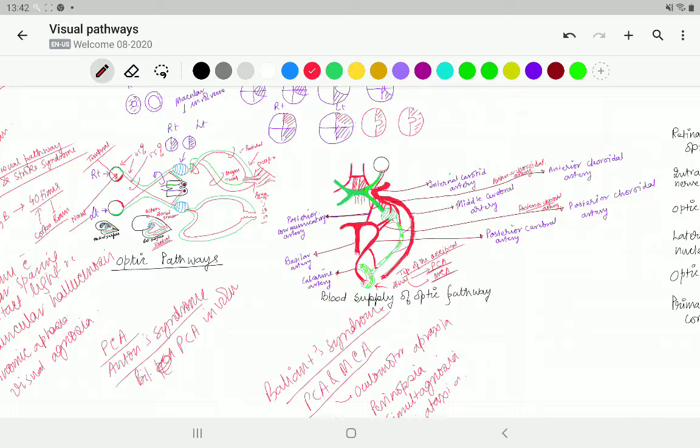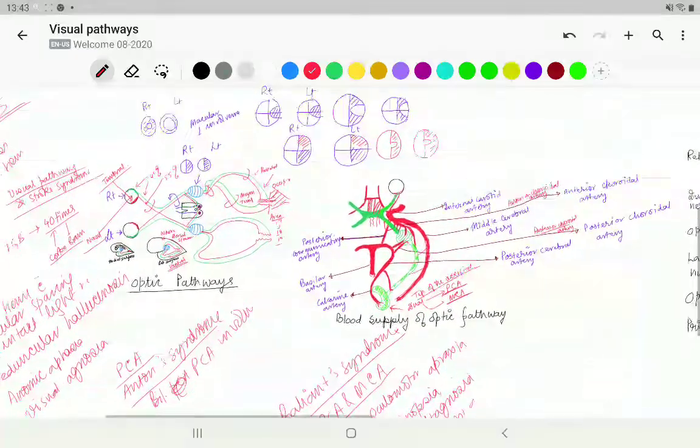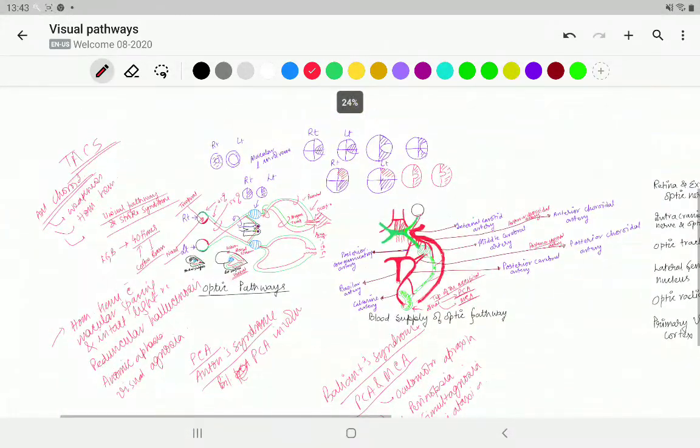Now, depending on the area, first of all, let's summarize the blood supply. The retina and the optic nerve are predominantly supplied by the ophthalmic artery. The optic chiasm has got blood supply from the anterior cerebral artery, anterior communicating artery, and the superior hypophyseal artery. All are branches from the internal carotid artery, or carotid system, or anterior circulation system. The optic tract is predominantly supplied by the anterior choroidal artery and also the posterior communicating artery. Both are branches from the anterior circulation.